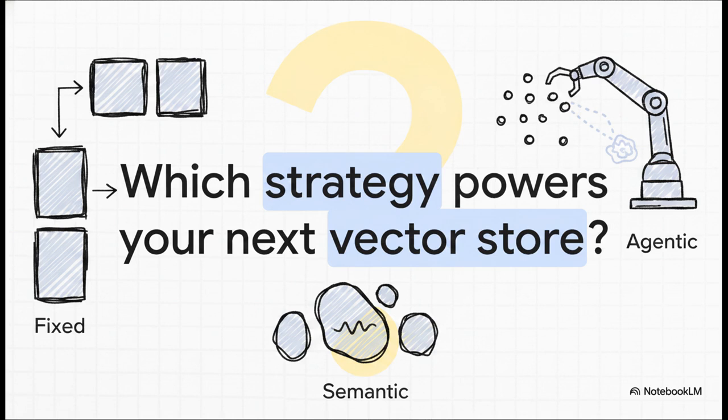We went from rigid, fixed-size slicing all the way up to fully autonomous agentic processing. And I want to leave you with this final provocative thought to mull over. Fixed, semantic, or agentic, which strategy will you implement to power your next vector store? Think about the specific data you're working with, weigh those trade-offs between sheer speed and deep intelligence, and go build something amazing.